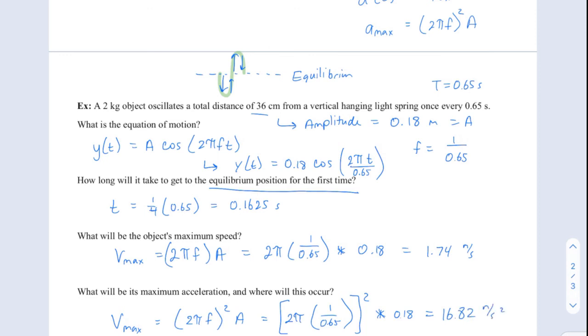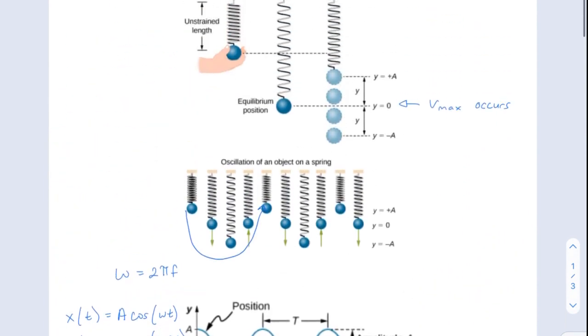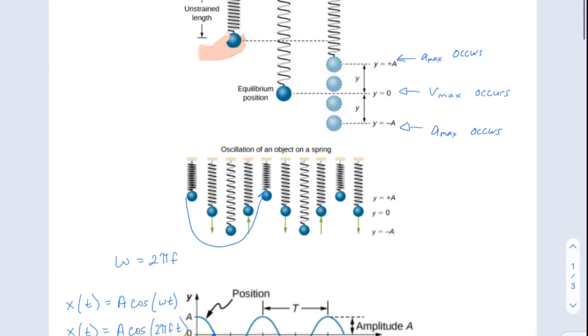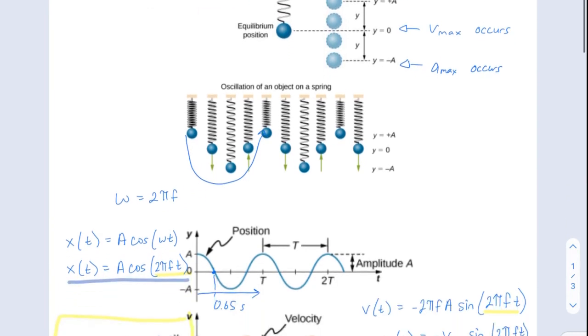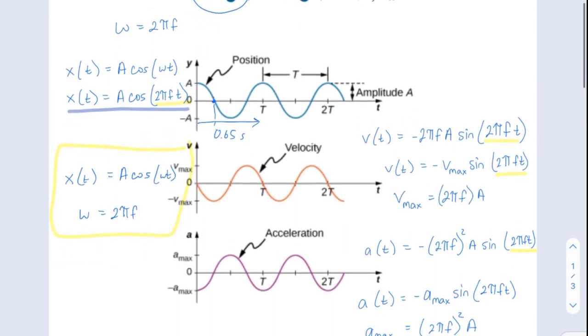If I come back to my visual here, this is where my Vmax occurs, and this is where my Amax occurs. For a spring, the maximum acceleration occurs when I am stretched the most or compressed the most, so it actually occurs in two positions. Hopefully that gives you a better visual and understanding of how you would encounter a simple harmonic motion problem.